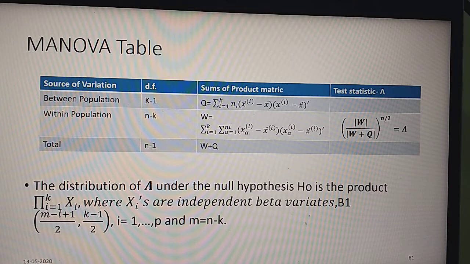So the distribution of this lambda is derived from the general theories that we have developed in the case of multivariate general linear hypothesis. Because we have seen that MANOVA, multivariate analysis of variance, is nothing but a case of testing general linear hypothesis. So all the theories that we have developed for general linear hypothesis are applicable to MANOVA. So from that we can directly obtain the distribution of lambda.